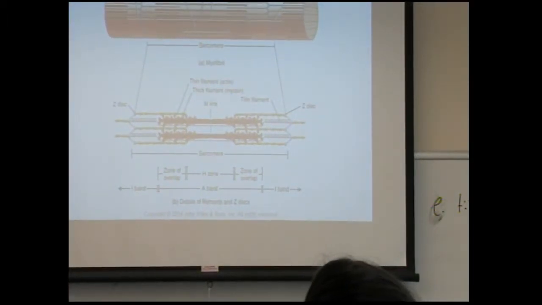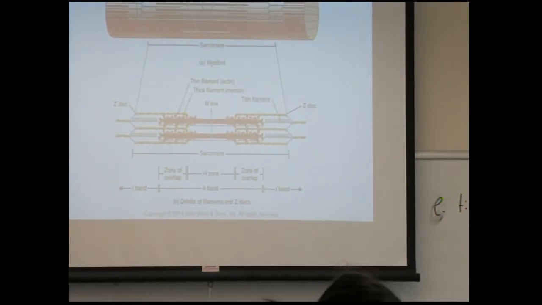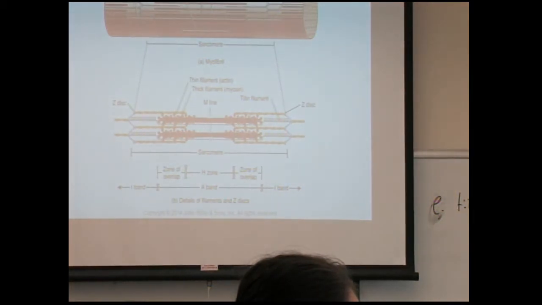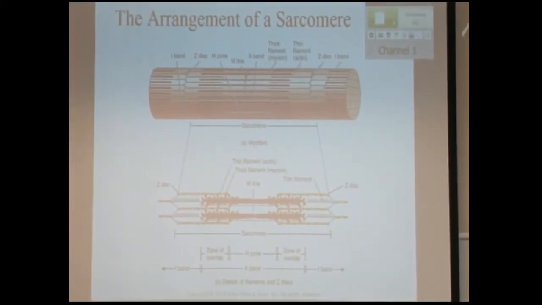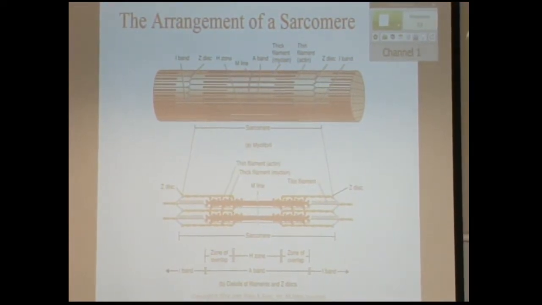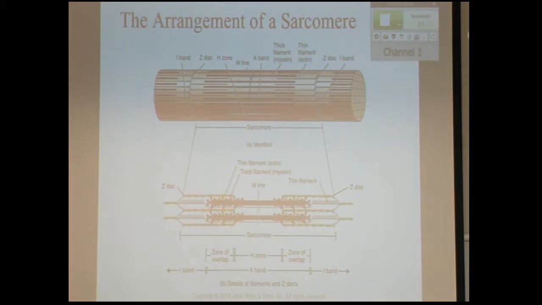Where are your Z discs? Did you cross them out? The Z discs are parallel to the M line, so they're aligned here, which is what you had before. That's a Z disc. There we go. And where's your myosin? It's drawn on there, but you didn't label it.